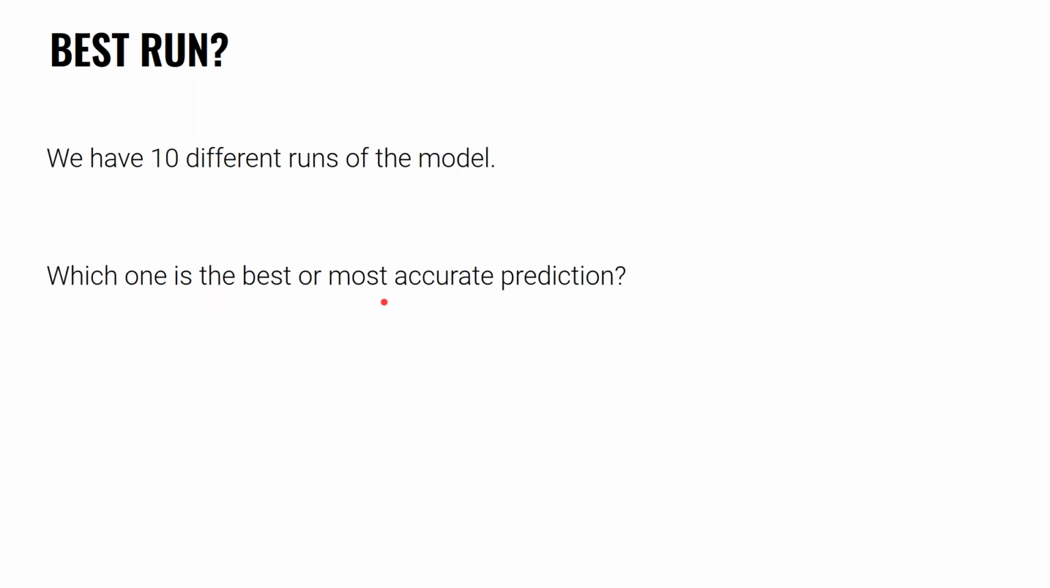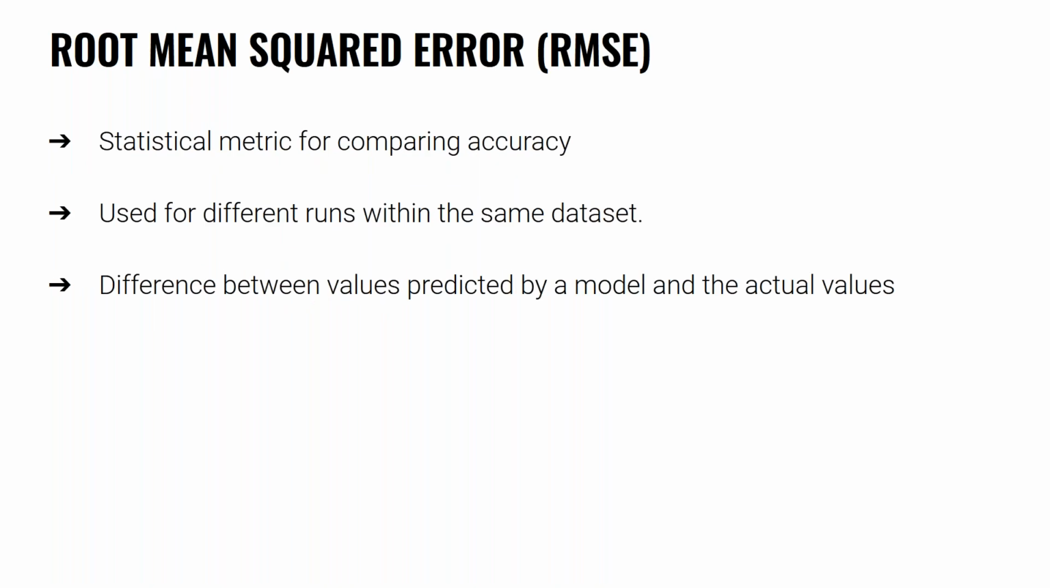Now, which one is the best or most accurate prediction? How do we know? For that, I have to tell you one statistical metric called root mean squared error, or RMSE in short. It's a statistical metric for comparing accuracy. And there are almost 10 different metrics actually. Why are we using RMSE? Because when we use the same model and data set and run 10 different runs on it, then we use root mean squared error, statistically speaking, mathematically speaking.